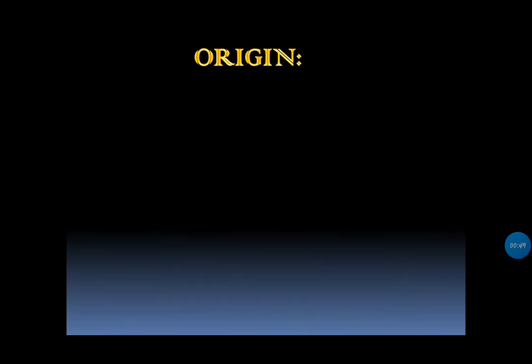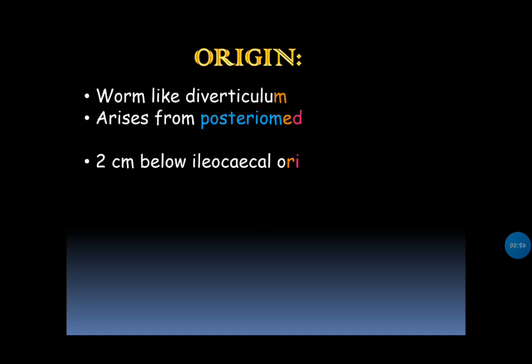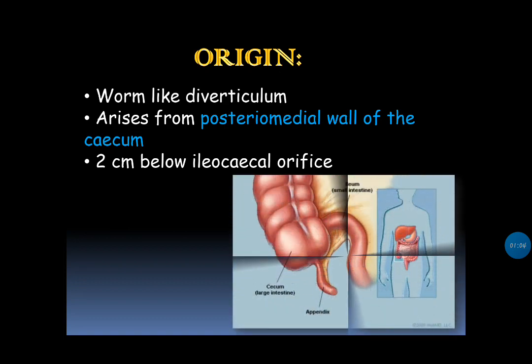So first, origin. It is a worm-like diverticulum, hence called vermiform appendix. It arises from the posteromedial wall of the cecum, 2 cm below the ileocecal orifice. Here in this diagram, you can see that this is the terminal part of the ileum and this is the cecum. Here we have the ileocecal orifice. So 2 cm below the ileocecal orifice, in the posteromedial wall of the cecum, we have the origin of appendix, and this is the origin of appendix.